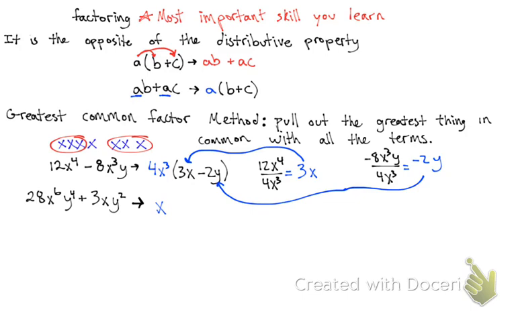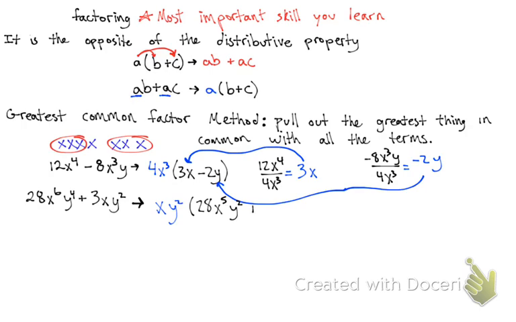And then move on to the next letter, the y variables. The first one has 4 of them, the second one has 2. So that means the most that you can take out of both at the same time is y^2, 2 of them. So then in parentheses, you're going to go through and put down what's left over. So 28 divided by 1 is still 28. You have x^6. You took out one of them, so that leaves you with x^5 left over. You have y^4. You took out 2. That means you got 2 left.